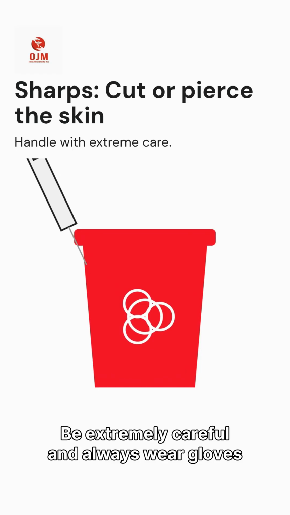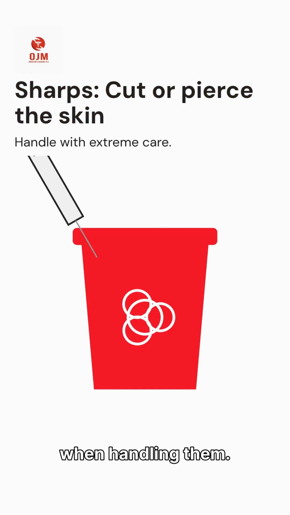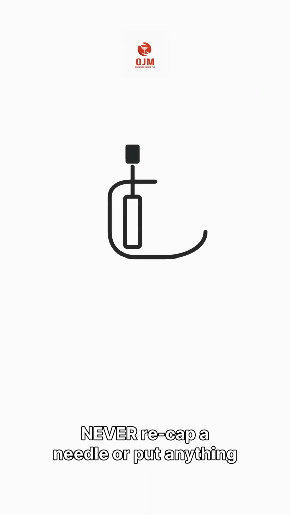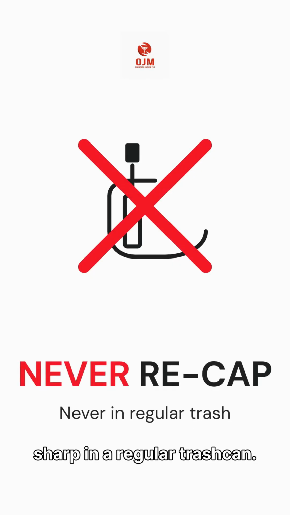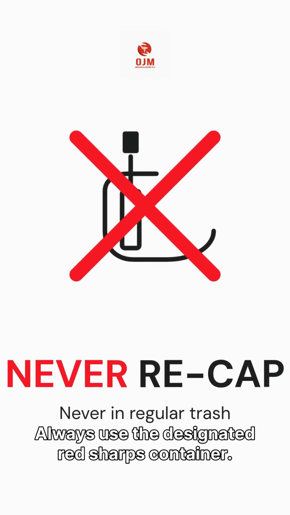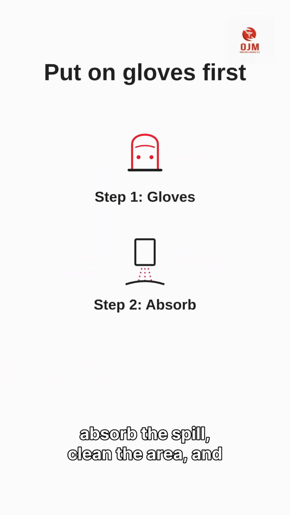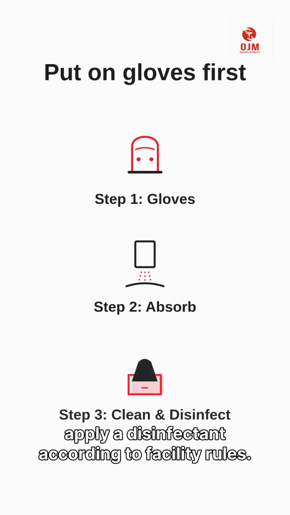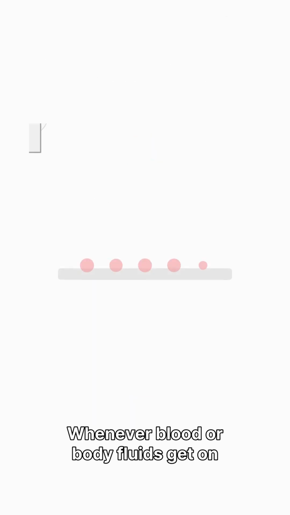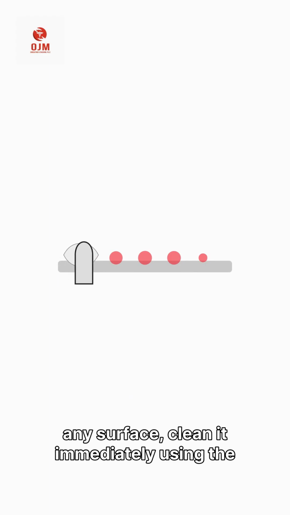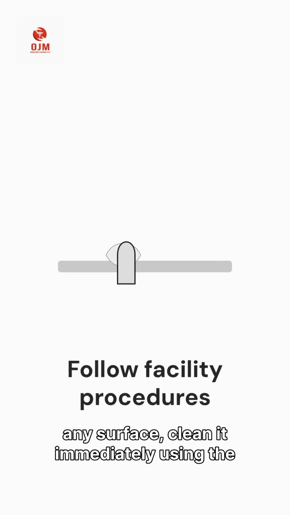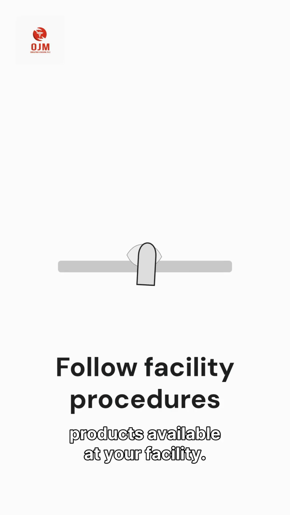Be extremely careful and always wear gloves when handling them. Never recap a needle or put anything sharp in a regular trash can. Always use the designated red sharps container. For floor spills, put on gloves first, absorb the spill, clean the area, and apply a disinfectant according to facility rules. Whenever blood or body fluids get on any surface, clean it immediately using the products available at your facility.